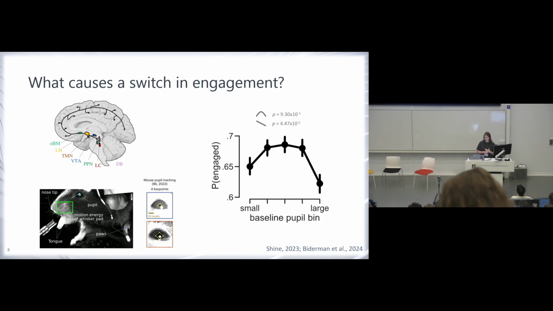The relationship between arousal and engagement is fairly typical in this task, in that we see that an intermediate baseline pupil size is associated with the highest probability of being in the engaged state, and then this decreases as the pupil becomes relatively larger or smaller. So this is a replication of a very well-known result of the inverted U relationship between arousal and performance.